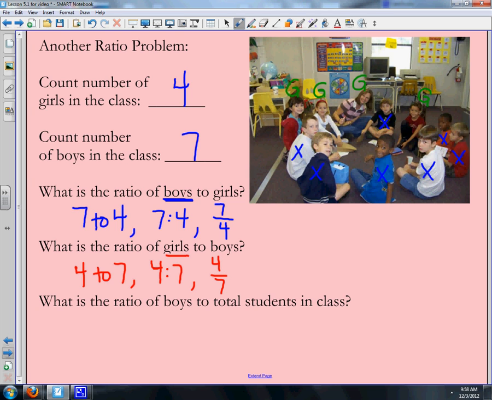What is the ratio of boys to total students? Now, boys to total students, so I look at my number of boys, which is 7, and then I write the total, which is 11. So it's 7 to 11, 7 dot dot 11, or 7 divided by 11. This is the one that most people use because they divide it and then they figure out the percentage. And they would say, oh, I have 65% boys in my class.